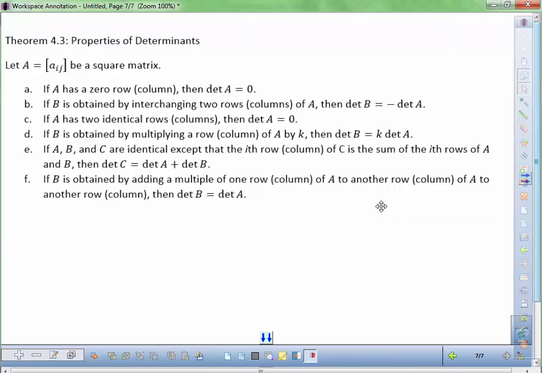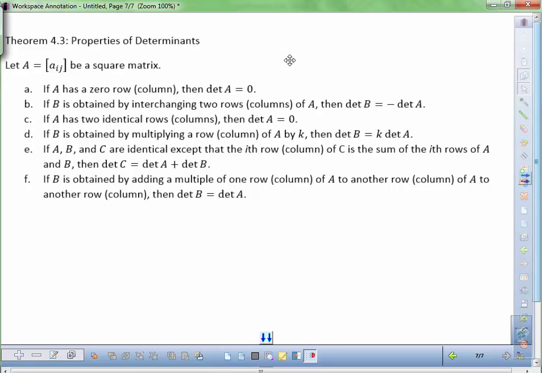I'll just leave it at that. These are some important properties for determinants that might be useful for computing determinants and anything else related to determinants, like eigenvalues. Without formally proving any of these, we can take a look at a few of them and see how they would work out. Number A here: if A has a 0 row or column, then the determinant is 0.